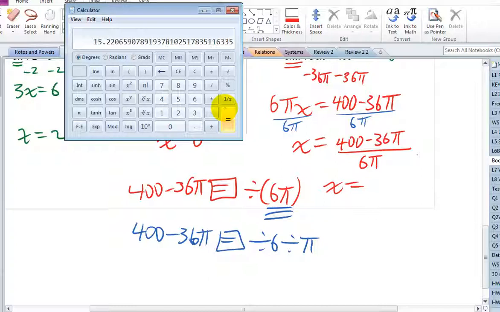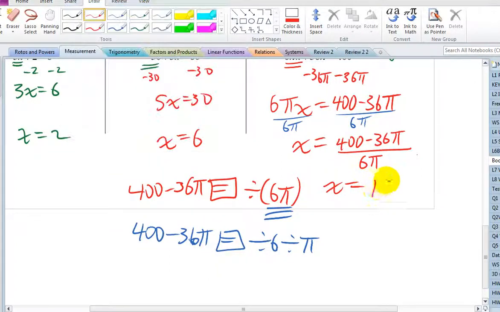Hands up if you got 15.22, because that's the answer. Any calculator issues?